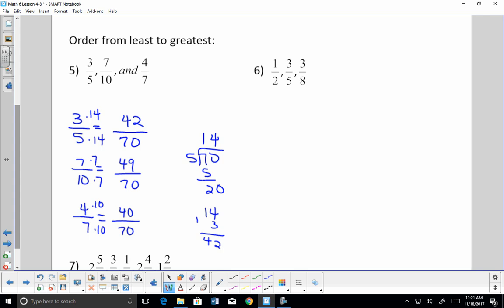So if I look at my things here, my smallest number is the 40. Okay, so this would be my smallest fraction. I would list this one first. This would be my second fraction, and this would be my third fraction. But we have to list them in their original form. That's why I write them this way. The original form here was 4/7. So if we're going to list these from least to greatest, the answer would be 4/7, followed by 3/5, and last but not least, 7/10.